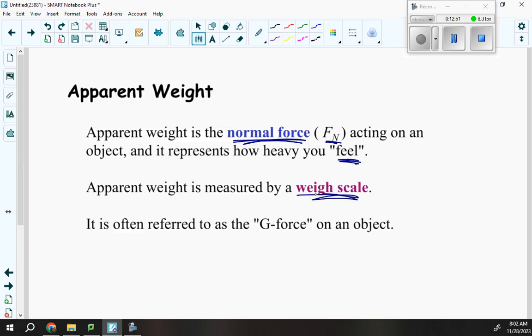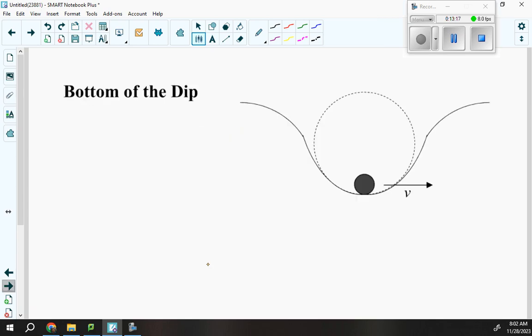It's often referred to as the g-force on an object, and remember we talked about g-force. It's actually easier to talk about accelerations than the forces, but it does work with forces as well. So anyways, normal force is apparent weight, and don't forget force of gravity is your actual weight, how hard the Earth is actually pulling on you, and normal force is just how hard it feels like you're being pushed into the ground.